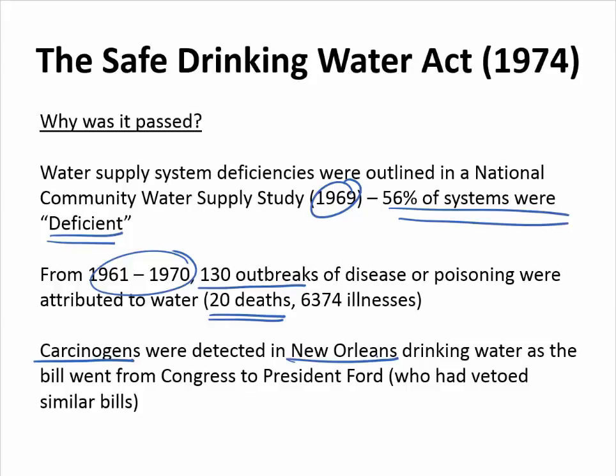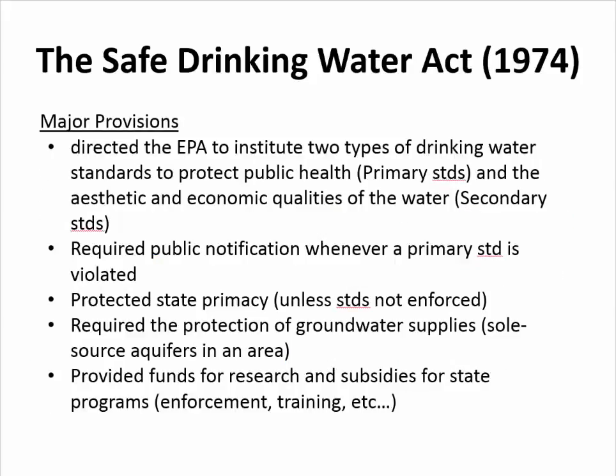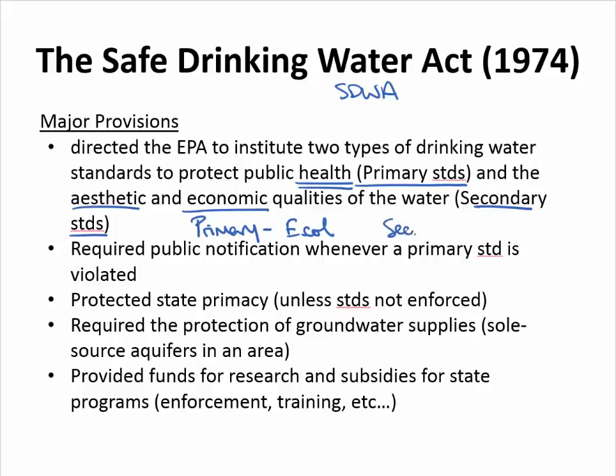to pass this legislation. The major provisions of the SDWA, or Safe Drinking Water Act, included that the EPA, which had been formed in 1970, should issue primary standards, which were related to public health risk, and secondary standards, which were related to aesthetic or economic qualities. The primary health standard would include E. coli or pathogens, whereas a secondary example might be color.